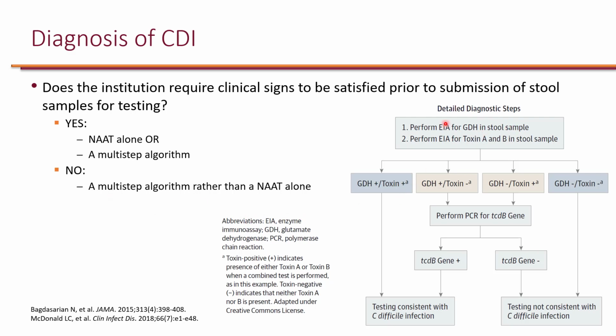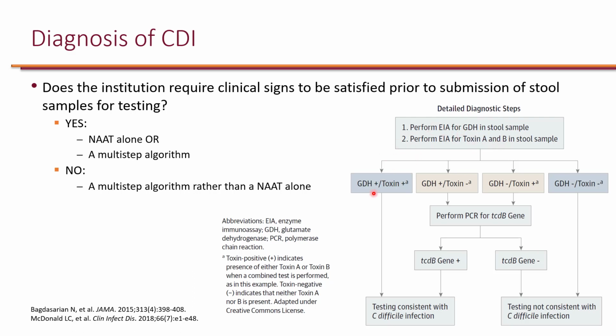And here's what the multi-step algorithm looks like. So basically, once the stool sample comes into the lab, we will perform an enzyme immunoassay for the GDH. So that will tell you if the C. diff organism is there or not. And then they will perform an enzyme immunoassay for the toxin A and B. And this will basically tell you if the strain is toxigenic or non-toxigenic.